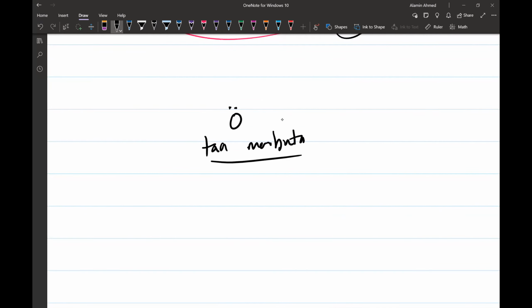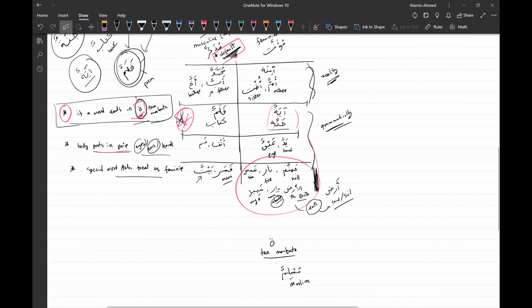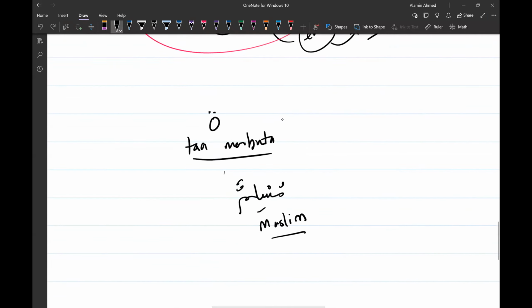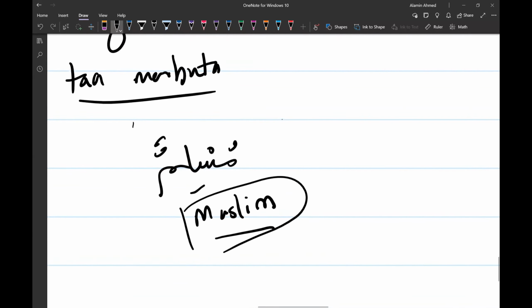So sometimes a word can be without tamarbuta, for example, we say Muslim, Muslimun. What is Muslim? A Muslim. Now, just by looking at this word, and you know all the rules, how do you understand something is masculine or feminine? And Muslim in English doesn't tell you whether it's masculine or feminine. I can say she's a Muslim or he is a Muslim, we don't know. So just by looking at this Arabic word, can you know if it is masculine or feminine? Can you guess? It should be more than a guess right now, but what do you think?